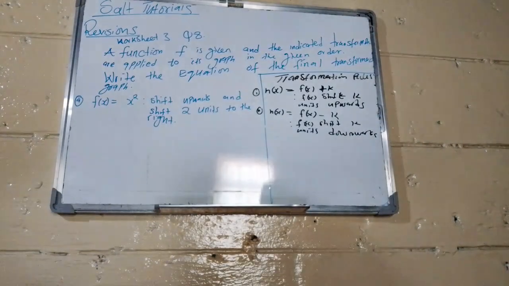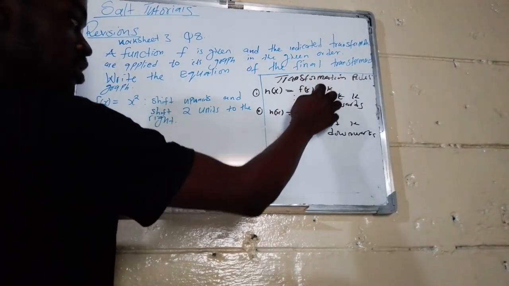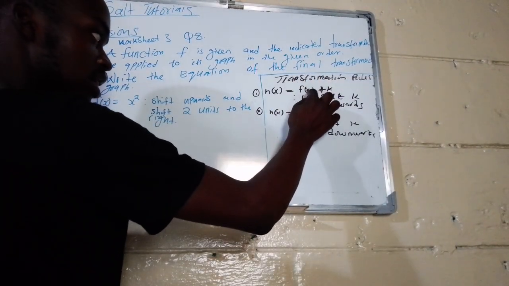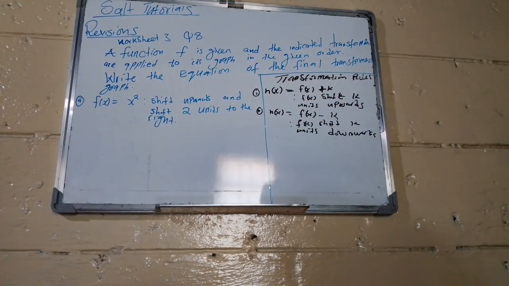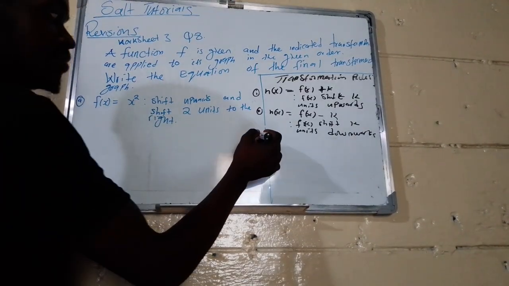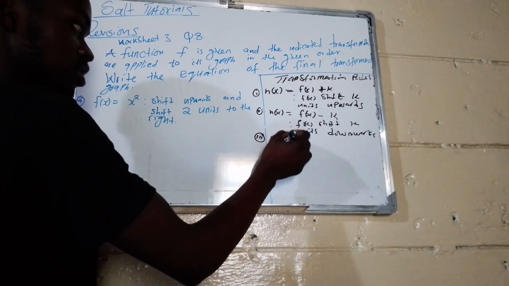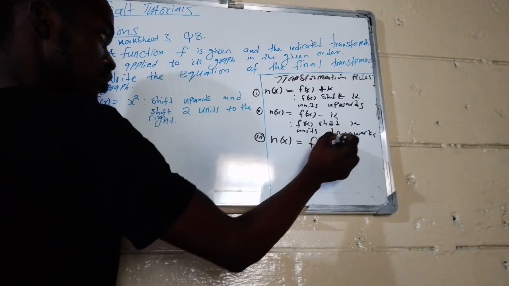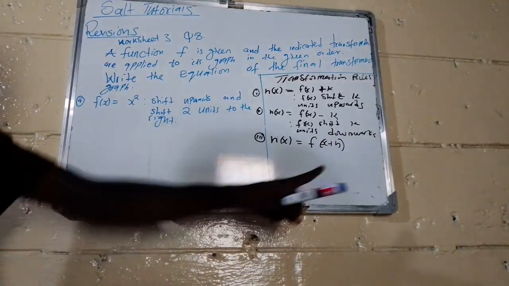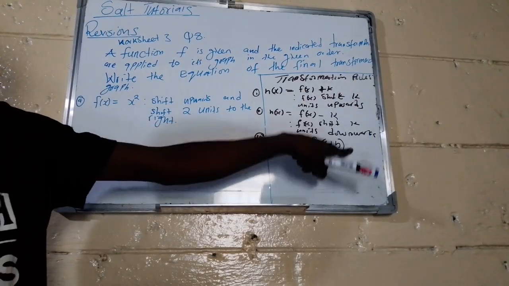This is what I always focus on. If the transformation is happening outside the given function, then know that it is a vertical transformation. If the transformation is happening inside the function, you can have h of x equals f of x plus h. Here, h is what is added inside the function and not outside the function.